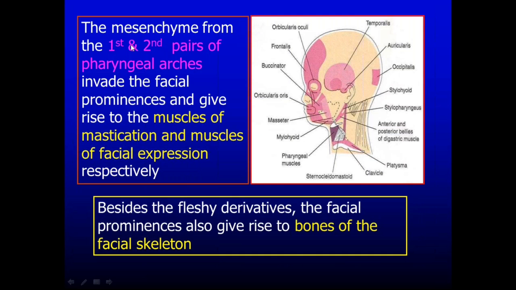Now mesenchyme from the first and second pair of pharyngeal arches will give rise to the muscles of mastication and muscles of facial expression. So the first arch gave rise to the muscles of mastication. The second arch gave rise to the muscles of facial expression.